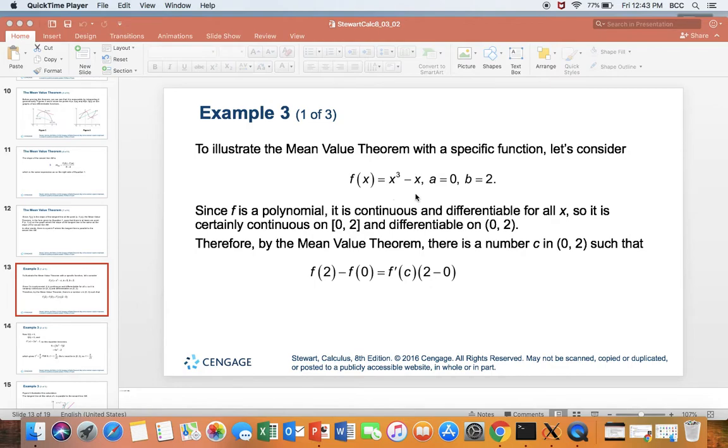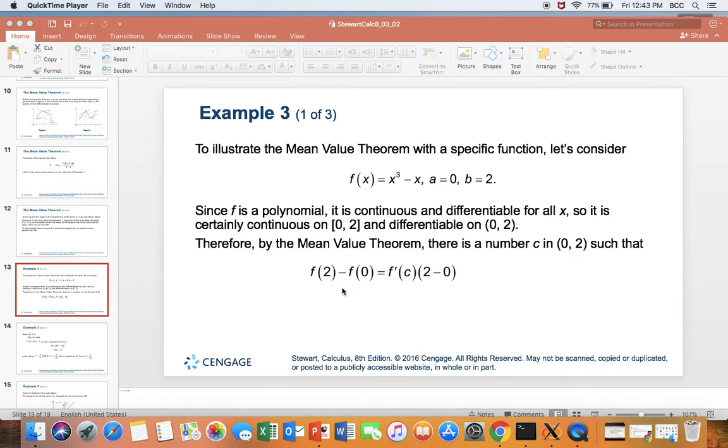There are no denominators, no square root. It's really fine. It is differentiable for all x. So it's certainly continuous on the closed interval [0, 2] and differentiable on the open interval (0, 2). Therefore, by the mean value theorem, there is a number c in (0, 2) such that the slope of the tangent at c is equal to the slope of the line segment joining the endpoints, 0 and 2.